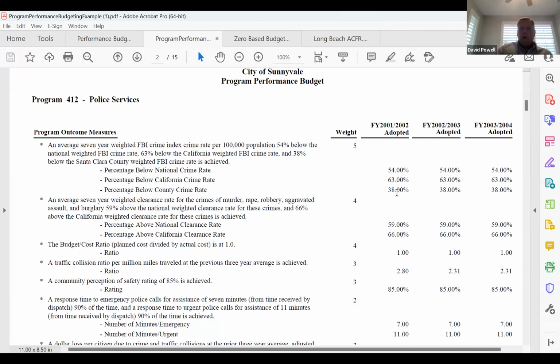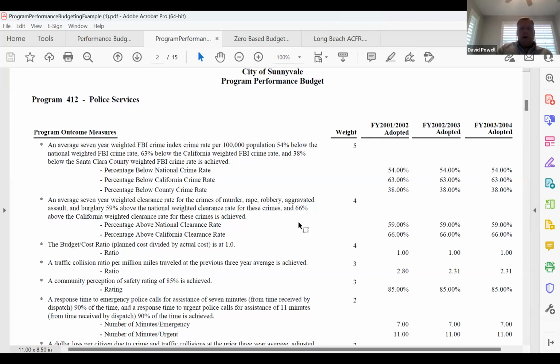In other words, we're going to spend money on this program for the purpose of trying to achieve these goals. Another goal we're trying to achieve is an average 7-year weighted clearance rate for the crimes of murder, rape, robbery, aggravated assault, and burglary that will be 59% above the national weighted clearance rate and 66% above the California weighted clearance rate. You'll then also see a budget cost ratio that's built in as well.